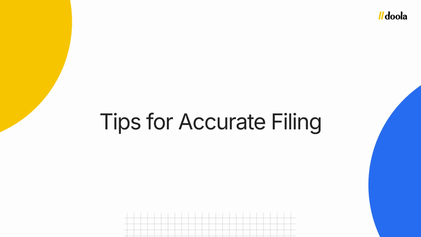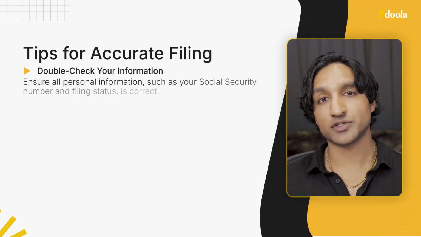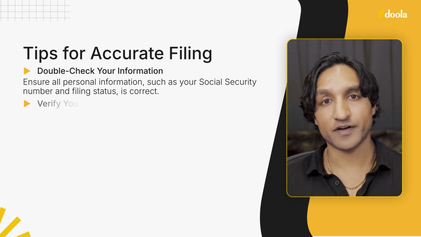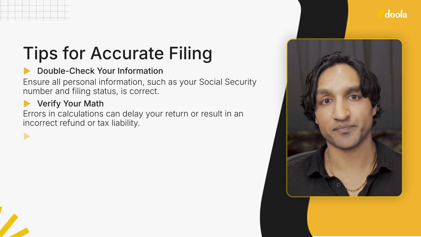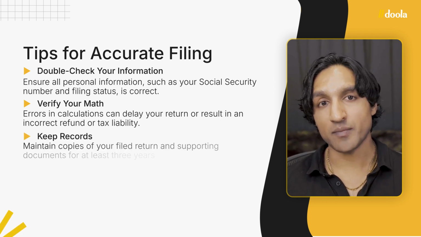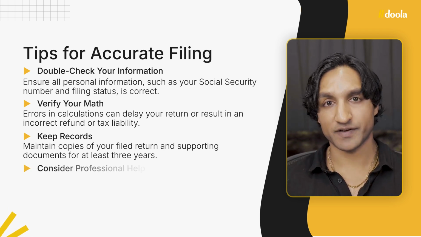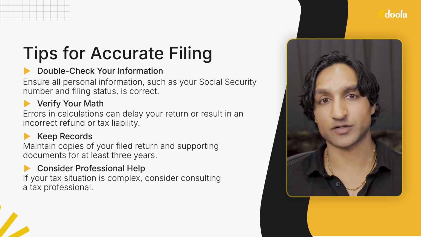Tips for accurate filing. Double check your information. Ensure all personal information such as your social security number and filing status is correct. Verify your math. Errors in calculations can delay your return or result in an incorrect refund or tax liability. Keep records. Maintain copies of your filed return and supporting documents for at least 3 years. Consider professional help. If your tax situation is complex, consider consulting a tax professional.